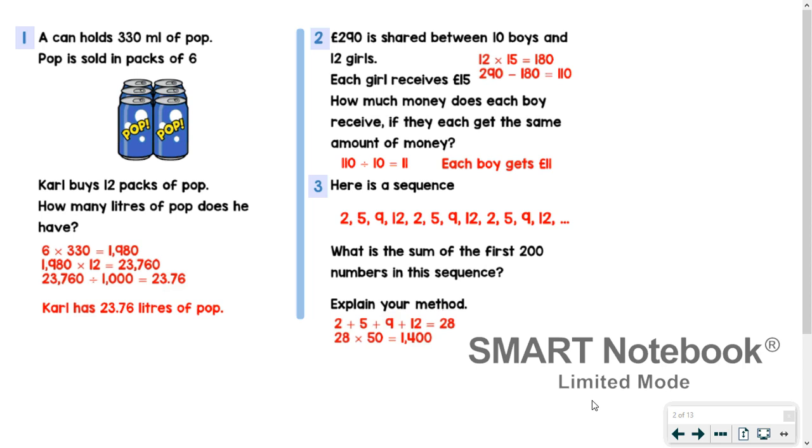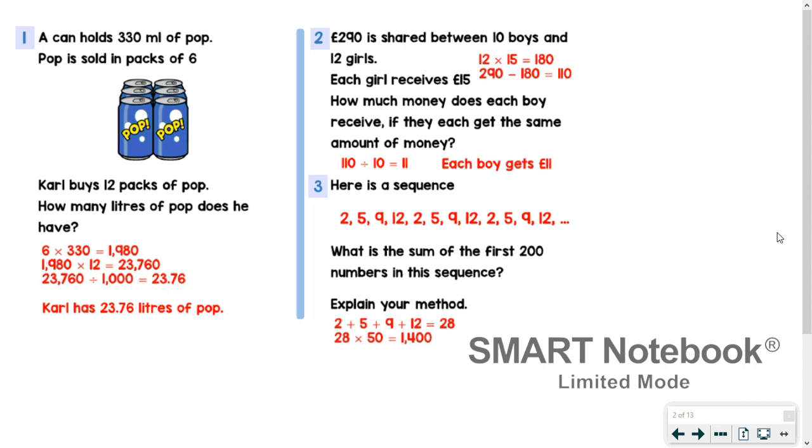We know there is 290 pounds in total. So we take away the girl's share. So we take away 180 pounds from the 290 to leave us with 110. We then know there are 10 boys, and we want to split that 110 pounds equally. So we do 110 divided by 10, which gives us 11, meaning each boy gets 11 pounds.